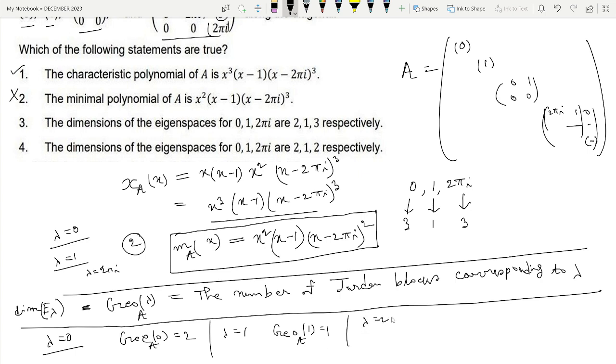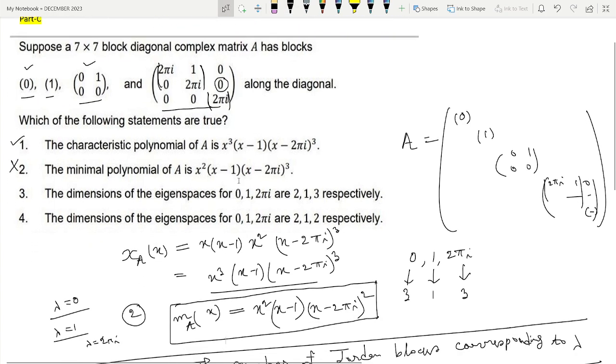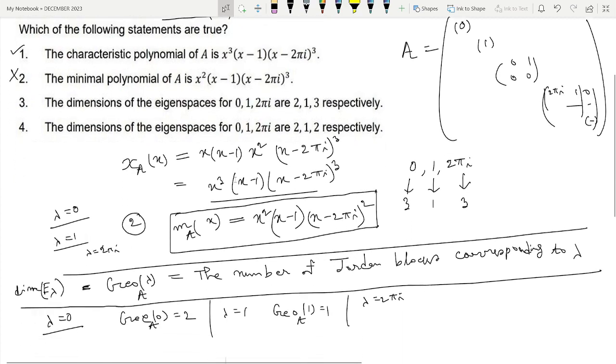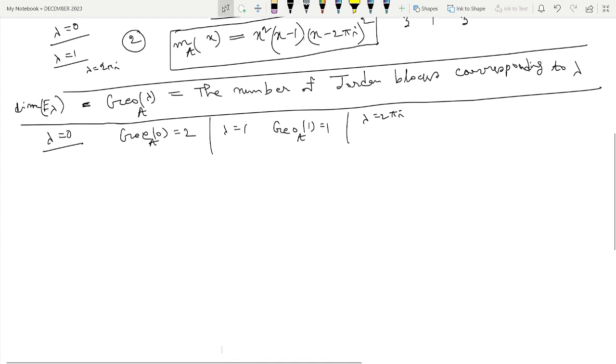Then consider lambda equal to 2 pi I. See how many blocks corresponding to this 2 pi I. I said that from this 3 by 3 matrix, it is given that there are two blocks. The one block is of size 2 and one block is of size 1. So there are two blocks. So geometric multiplicity of 2 pi I is actually 2.